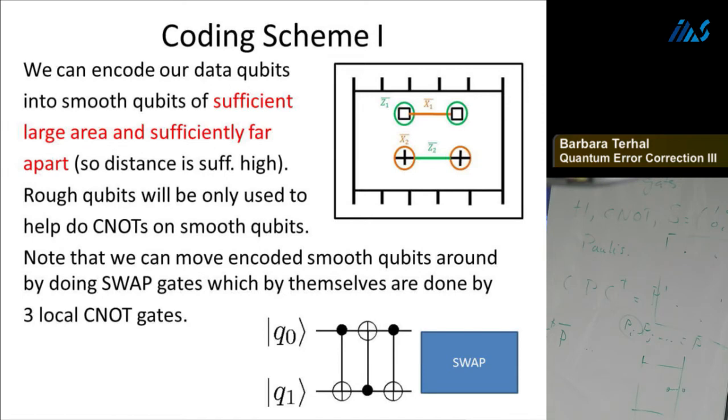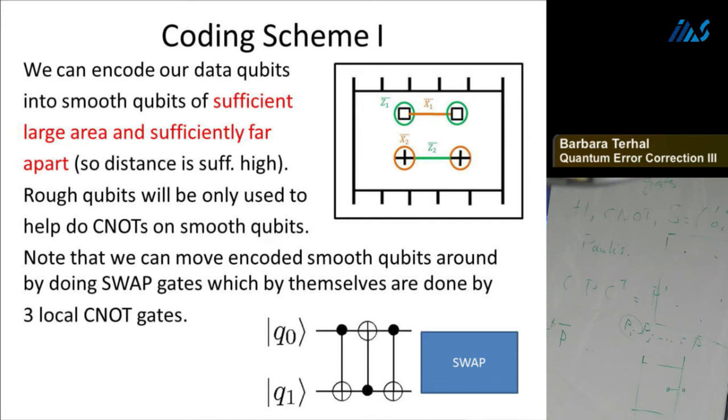So the first coding scheme is a bit inefficient in terms of space overhead, but that extra space may also lead to a lower logical error rate. It uses two types of qubits. This surface is like the surface code, with a rough boundary and a smooth boundary here. It's represented schematically. But these things are holes in the surface.